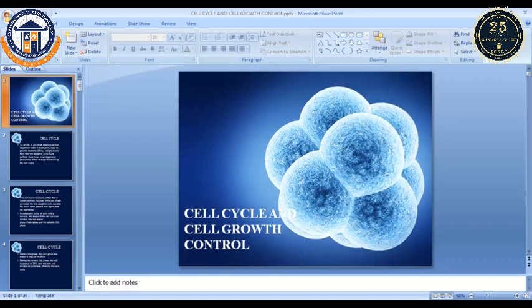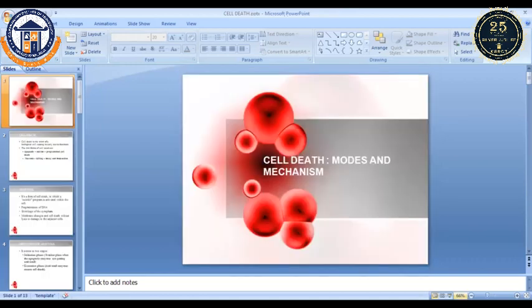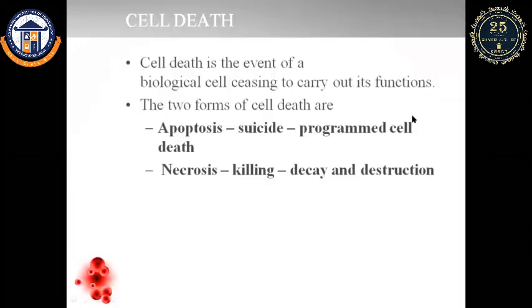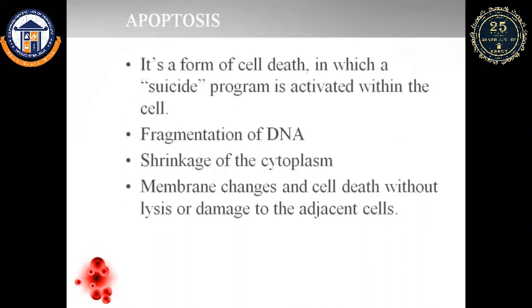Next, cell death, modes and mechanisms. Cell death is an event of the biological cell ceasing to carry out its function. I mean, a cell which cannot carry out its function should undergo cell death. It can be of two forms: apoptosis or necrosis. Apoptosis is known as suicide, and necrosis is known as killing of the cell. Apoptosis has another name, programmed cell death, and necrosis is a process of decay and destruction.